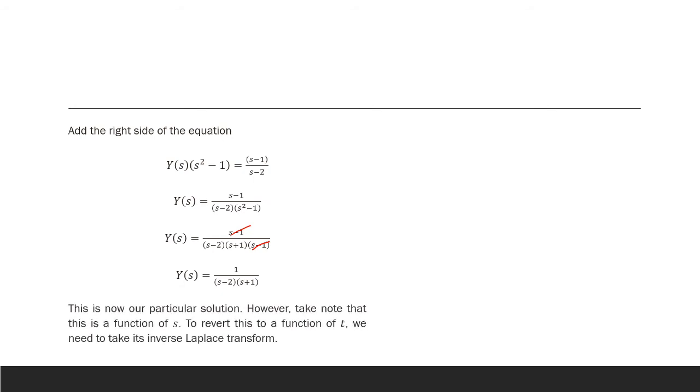That is, we take its inverse Laplace transform. So, gawin muna natin, i-partial fractions natin siya para maging similar siya sa format nung nasa table of Laplace transforms natin. So, we will have 1 over s minus 2 times s plus 1 is equal to a over s minus 2 plus b over s plus 1. We need to find the values for a and b. So, multiply the whole equation by s minus 2 and s plus 1. So, we will have 1 is equal to a times s plus 1 plus b times s minus 2.